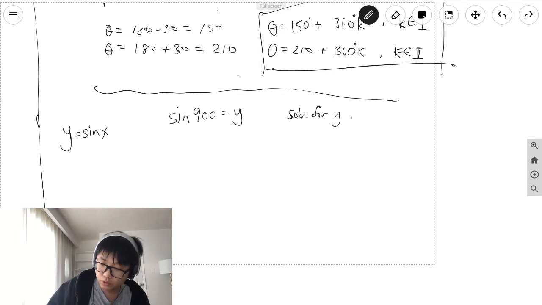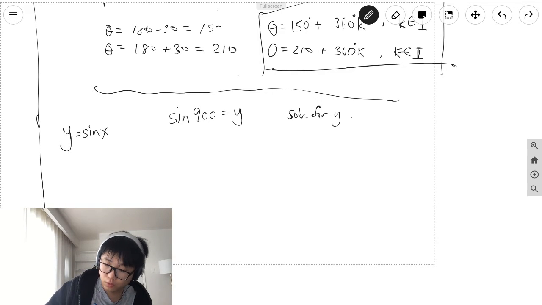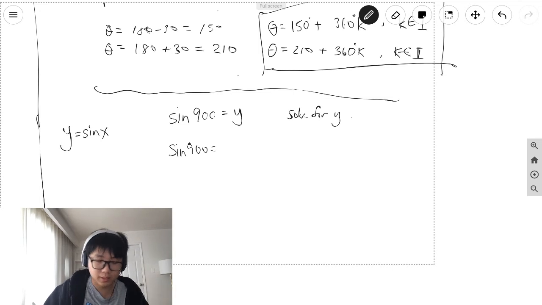The way you're going to do it by hand, if you have to do an exact solution, is first of all, let's subtract or add 360 until you get back into your primary circle, which is from 0 to 360. So sine 900 is the same thing as 900 minus 360 minus 360, which is 180. So that's the same thing as sine 180.